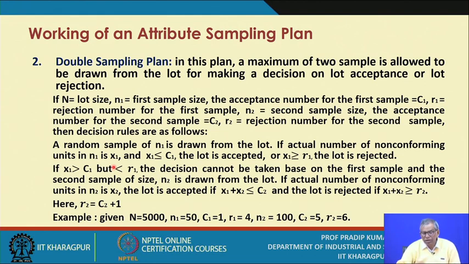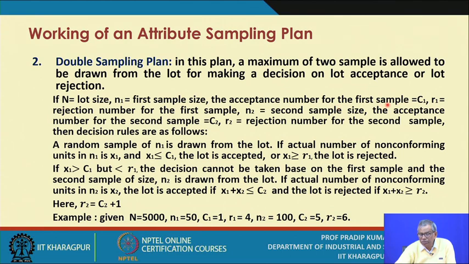So in this plan, a maximum of 2 samples is allowed to be drawn from the lot for making a decision on lot acceptance or lot rejection. If capital N is the lot size, N1 is the first sample size. That means there will be 2 samples, and for each sample you have to specify the sample size.